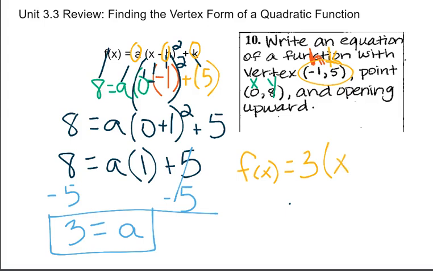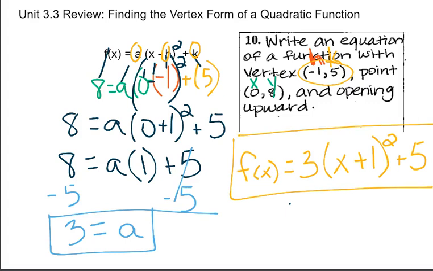Bring down my x, minus a -1 for my h. Minus a -1 is going to be plus 1 squared, plug in my k of 5. So there is the equation with the given information. It has a vertex I can see at -1, 5, and I used my point of 0, 8 to plug in to find the a value.